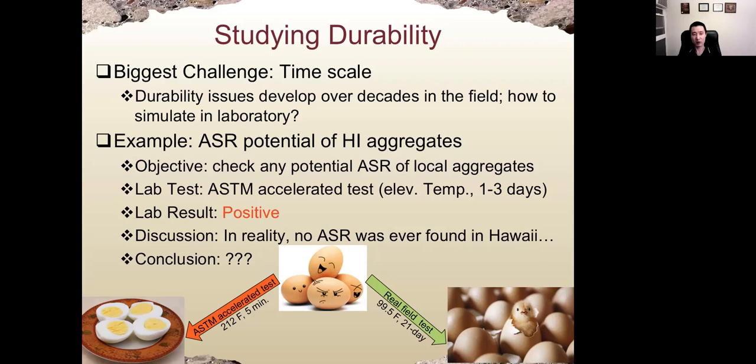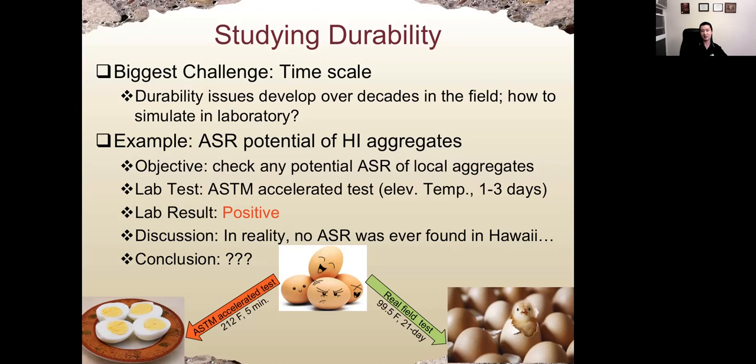The result from one of these accelerated tests showed one of our local aggregates positive, which means it will show ASR potential, so we cannot use this aggregate in the field. However, in reality, we have used this type of aggregate for decades, and none of the real concrete has any ASR issues. So that means this ASTM standard test gave us a false positive.